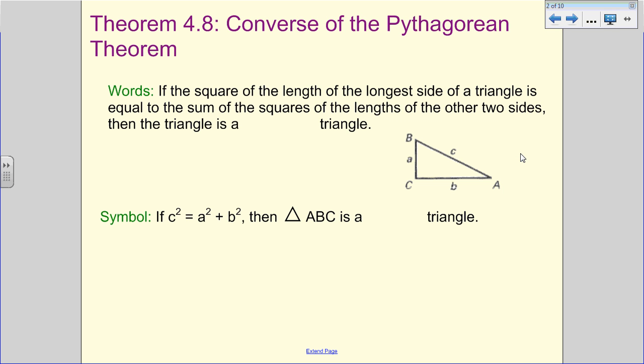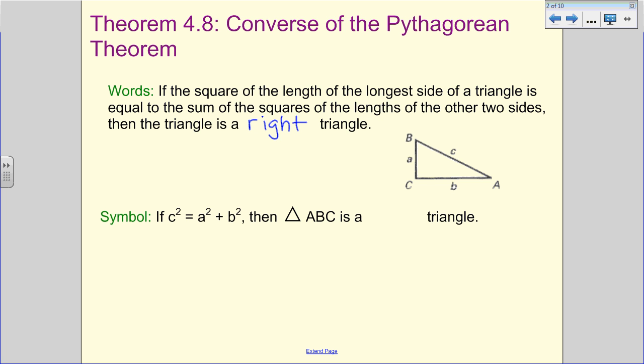So what is the Pythagorean theorem converse? Well, we said if we had a right triangle, then the square of the longest side is equal to the sum of the squares of the other two sides. So now we're going to start by squaring the sides. If the square of the length of the longest side of a triangle is equal to the sum of the squares of the other two sides, then the triangle is a right triangle.